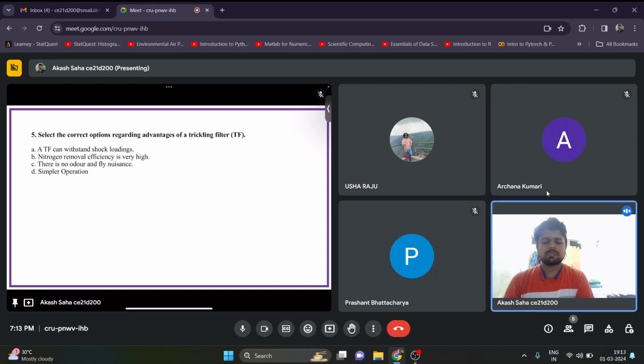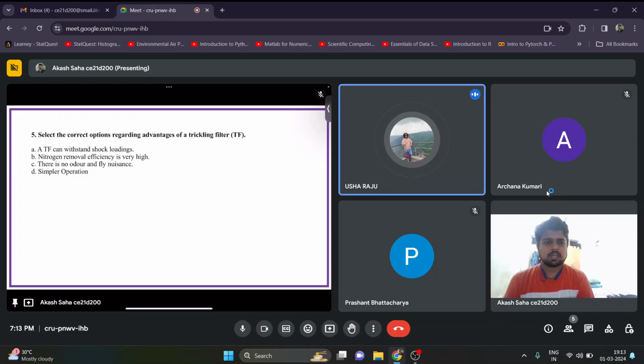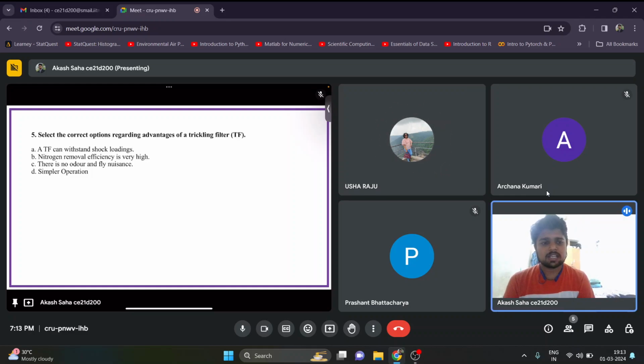And about nitrogen removal efficiency, no, it is not very high. We have to provide both aerobic and anaerobic zones for the complete nitrification and denitrification to happen. So nitrogen removal efficiency is not very high. We are providing extra surface area, yes, surface area is there, but for complete nitrogen removal there should be complete nitrification and then denitrification. So both aerobic and anaerobic zones should be properly segregated. Then the proper nitrogen removal will happen from the system.